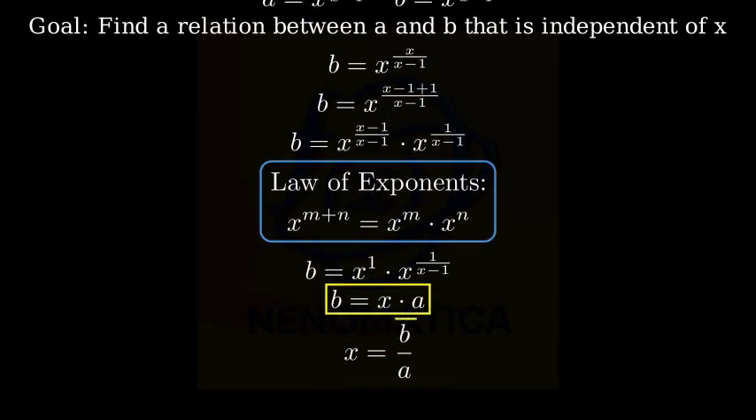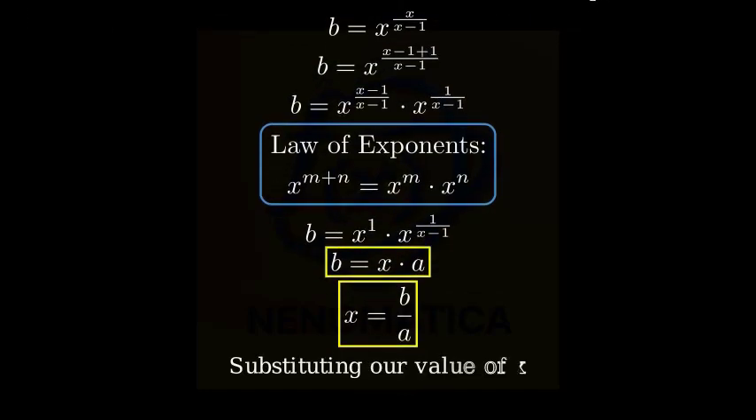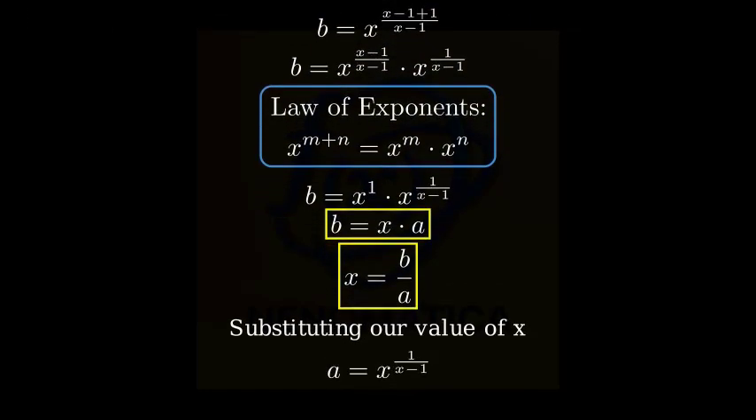From our equation, b equals x times a. We can solve for x in terms of a and b by dividing both sides by a. This gives us x equals b over a. Now, let's go back to our original definition of a. We have a equals x raised to the power of 1 over x minus 1. We'll substitute our expression for x into this formula.